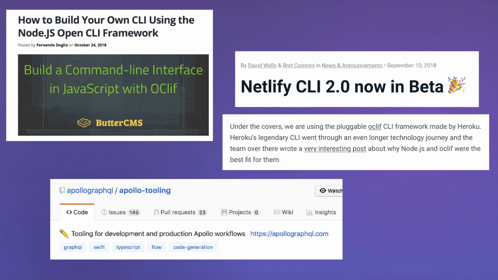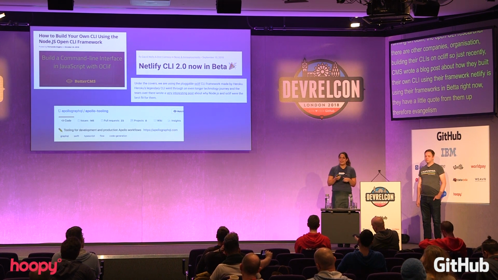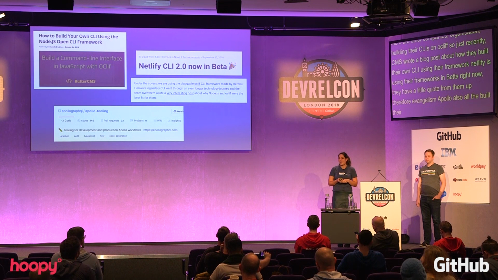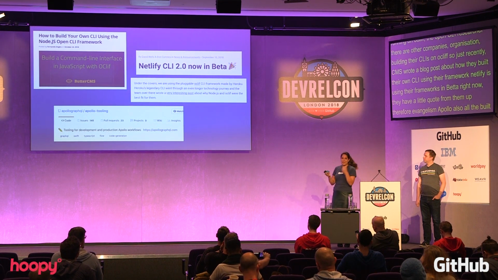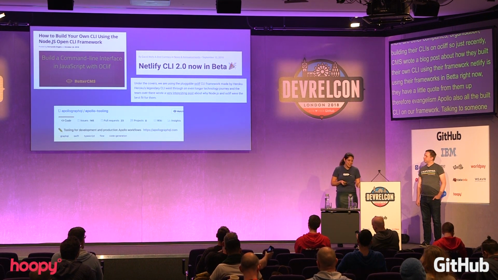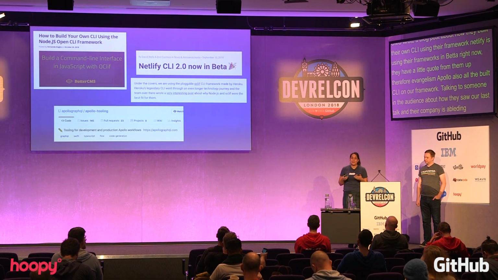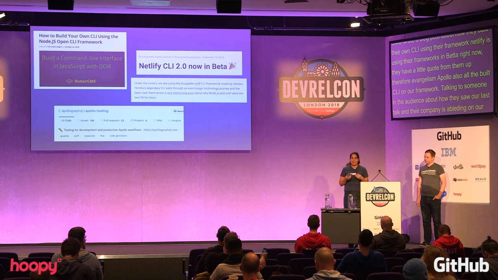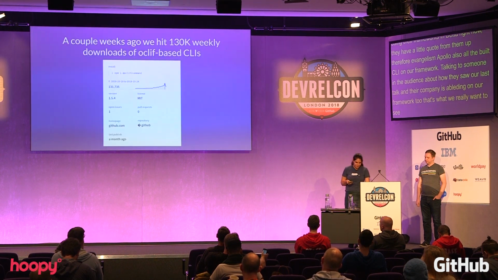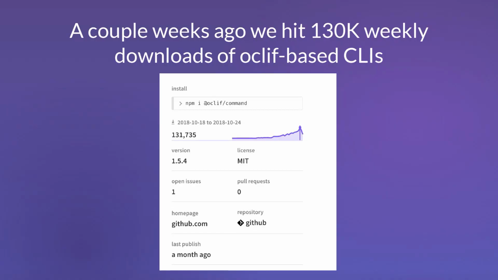And I have a little quote from them up there. And then Apollo also built their CLI on our framework. I've been even talking to someone in the audience about how they saw our last talk and their company's building the framework too. So that's what we really want to see, because we've spent a lot of time on the framework and thinking about what makes a really great CLI. A couple weeks ago, we hit about 130,000 weekly downloads of Oak-based CLIs. So that's excluding the Heroku and the Salesforce CLI.